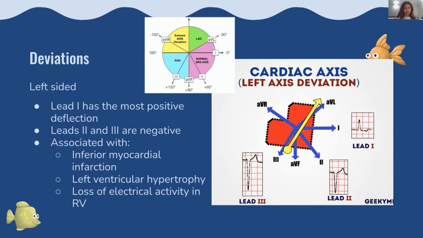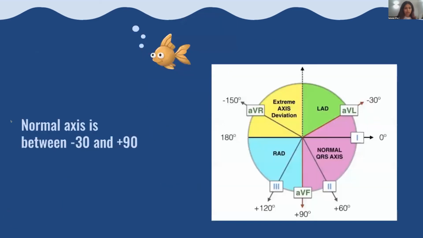Yeah, so instead of going the direction that arrow currently is, it's going the other way. Think about it that way, going the other way in your head. So when we're looking at averaging the directions of these leads, it's going to end up falling within the left axis deviation section. As you can see in that other diagram that we looked at before, whenever the arrow falls within that range, we classify it as left axis deviation.